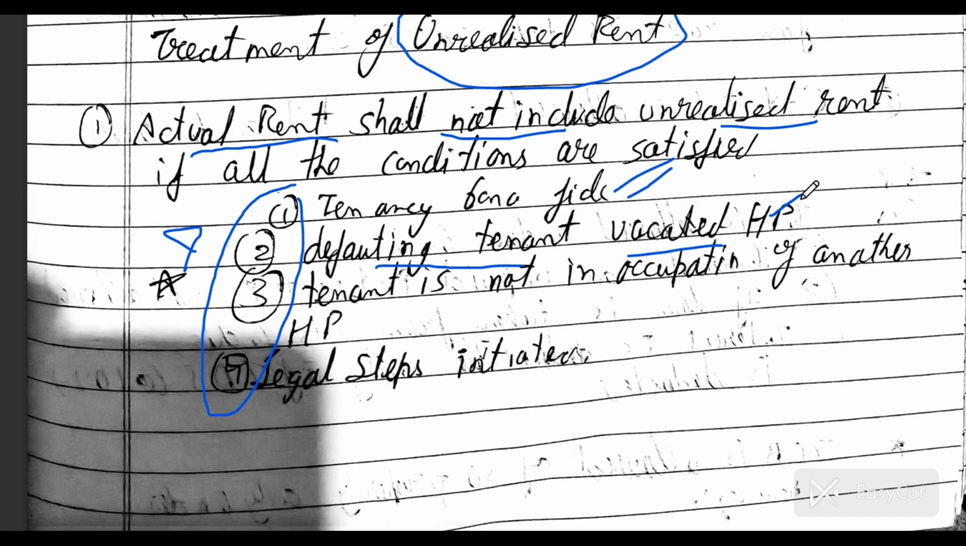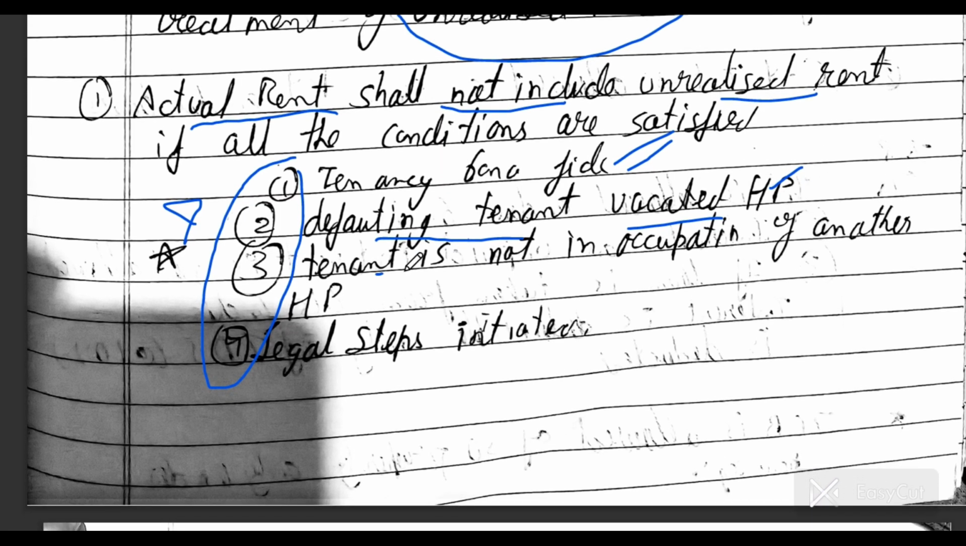He had not been there even if there is unrealized rent from that tenant, and the tenant is not in occupation of another HP of that same assessee. If the tenant has occupied another HP of that assessee, or had not vacated the HP of the assessee, then you have to consider unrealized rent in actual rent. Otherwise, actual rent shall not include unrealized rent. If actual rent includes unrealized rent and all four conditions are satisfied, then you have to deduct that unrealized rent from the actual rent.